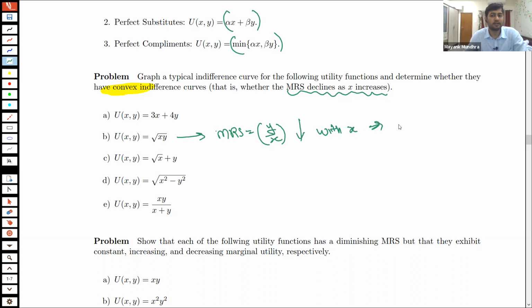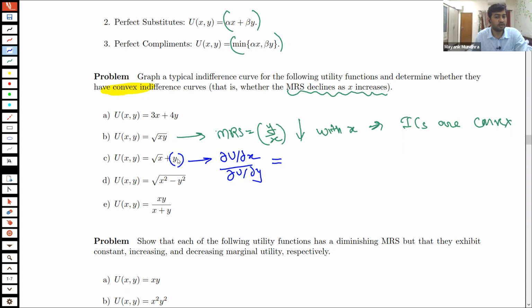This implies that the preferences or the ICs are convex. Let's look at the third example. So MRS is del u by del x upon del u by del y. When I differentiate with respect to x, this part is constant, so this part becomes 0 because it is added. If a constant is multiplied, it remains intact. If a constant is added, it dies. So this is constant with respect to x, and it will die when you're differentiating with respect to x. It will cancel out basically.